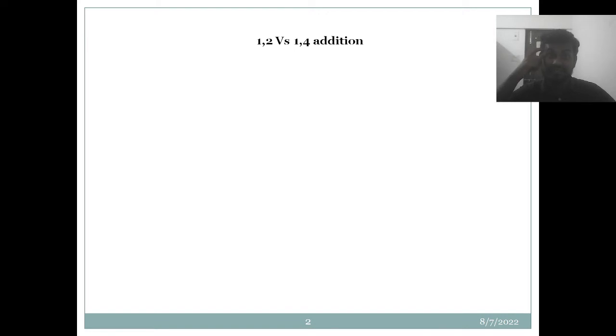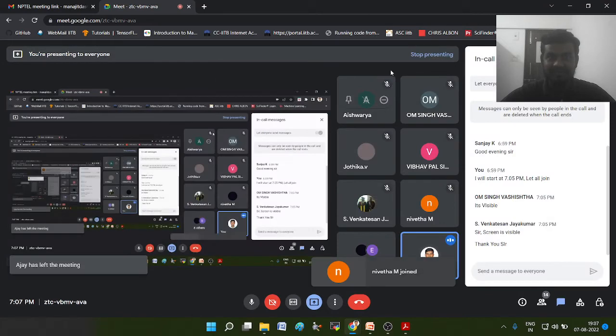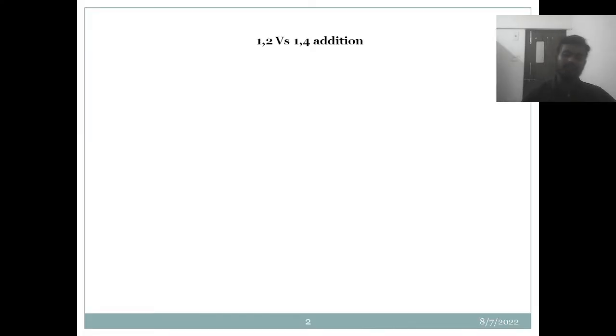My first slide shows 1,2 versus 1,4 addition, and this example is related to the previous lecture, which covered the reaction coordinate diagram, the reaction energy profile diagram, then the Curtin-Hammett principle, the Hammond postulate, and thermodynamic control product versus kinetic control product.